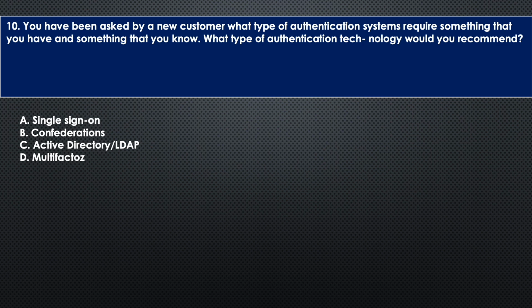10. You have been asked by a new customer what type of authentication systems require something that you have and something that you know. What type of authentication technology would you recommend? A. Single sign-on, B. Federation, C. Active Directory, LDAP, D. Multifactor. Answers: D. Multifactor authentication systems use a token generator as something you have and a PIN or password as something you know.